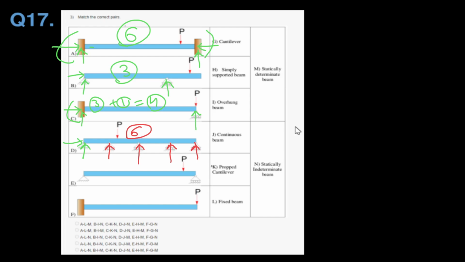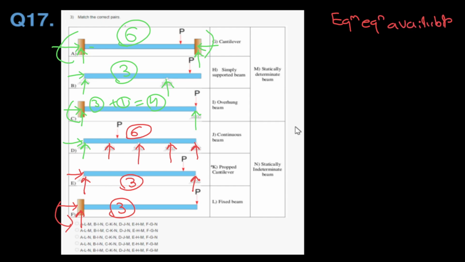Here is a simple supported beam, only hinge will give horizontal and vertical and the roller will give the vertical only. So you have only 3. In this beam it's a cantilever, only 1, 2 and 3. Okay, so you have 3. So in the equilibrium equation, available for 2D is equal to 3.